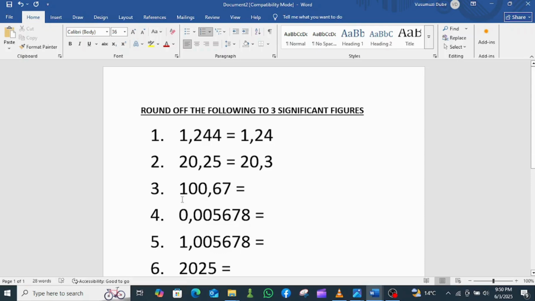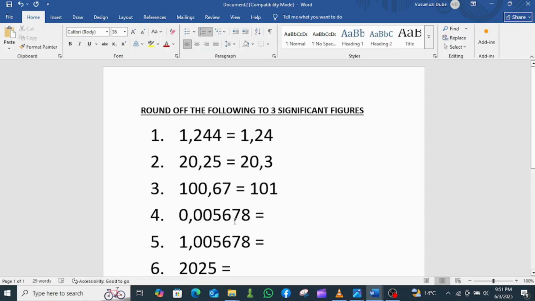Let's look at number 3. To round off to 3 significant figures, I will count 1, 2, 3, and then I look at the fourth number. Since the fourth number is greater than 5, I will add 1 to the third number. The answer becomes 101.